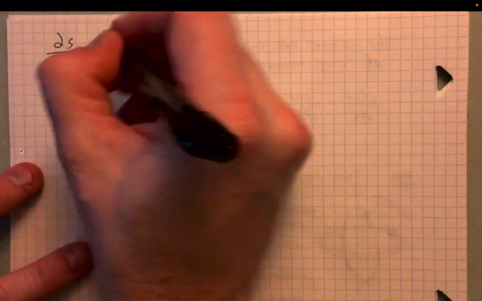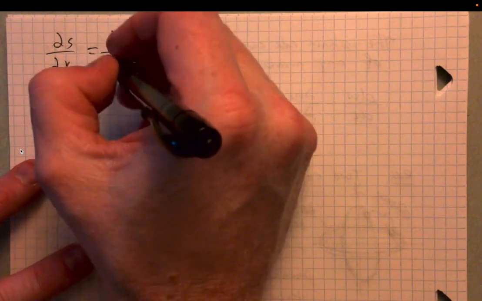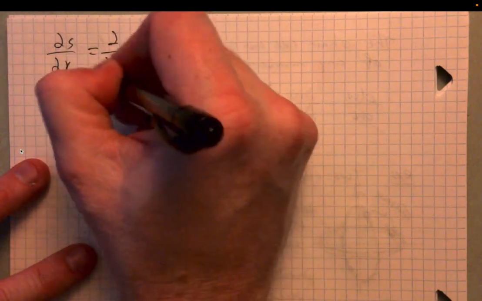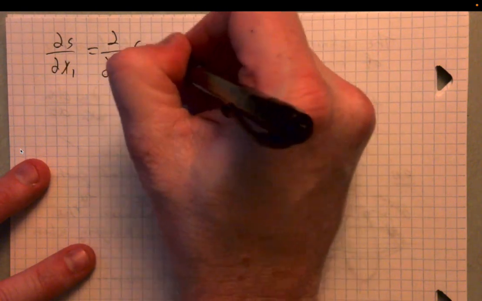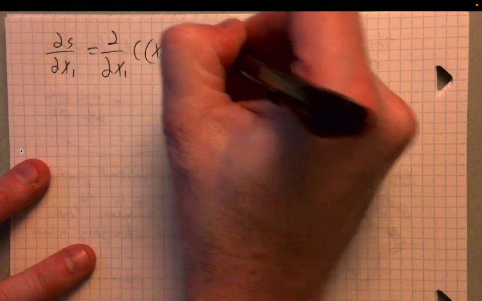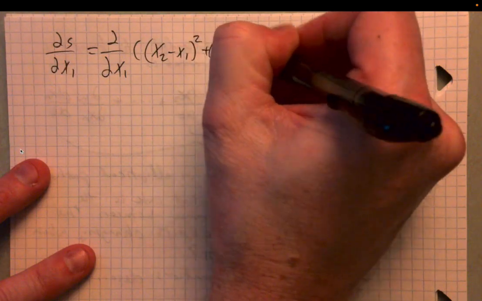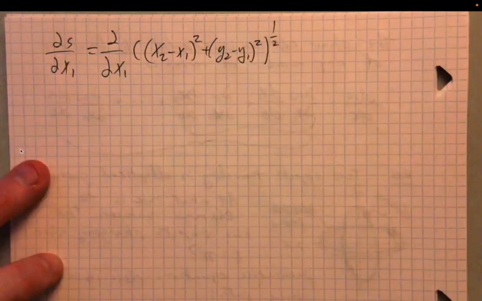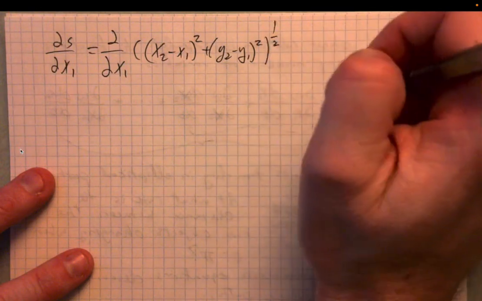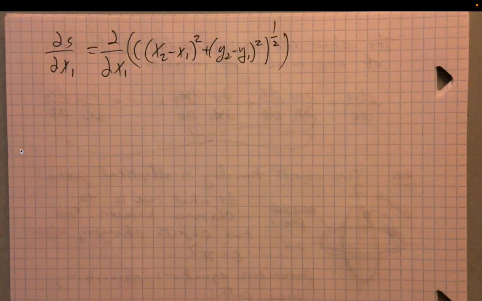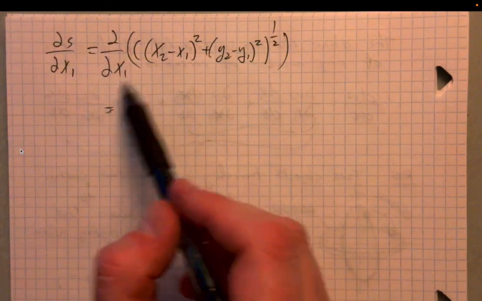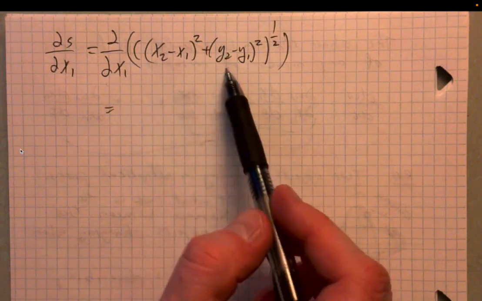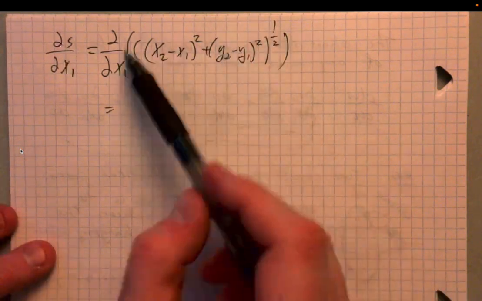Okay, so what is that? Well, that's the partial derivative of the function (x2 minus x1 squared plus y2 minus y1 squared) to the 1/2 power. So it's this derivative, right? Now can we calculate that derivative? Yeah, I mean, this is kind of ugly, but as soon as you realize it's a partial derivative, it's pretty straightforward. So you have to use the chain rule on this.